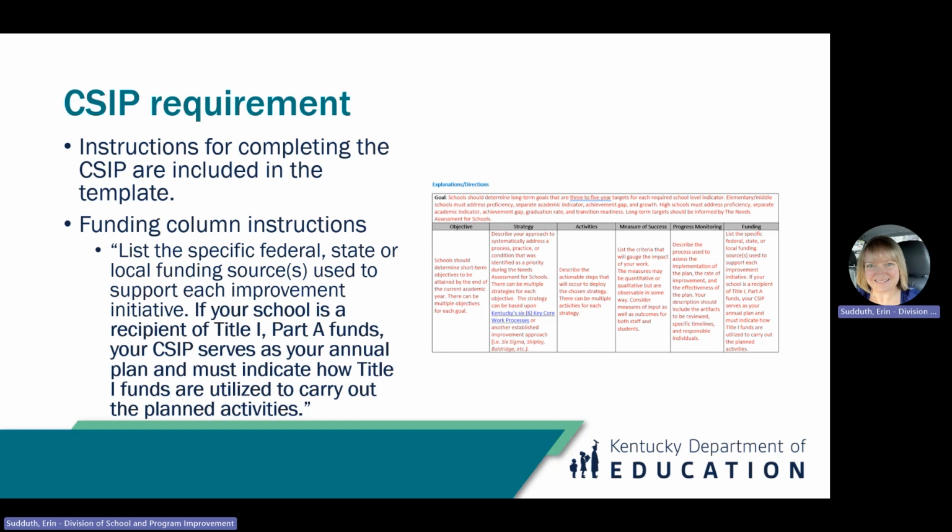That means that if your school receives Title I funds, we should see Title I Part A identified in the funding column for at least one of the activities listed on the CSIP. This component is regularly missing when we review documentation such as the CSIP in preparation for a monitoring visit. As I mentioned before, sometimes this column is left entirely blank, or other times the same funding source has been listed for every single activity.